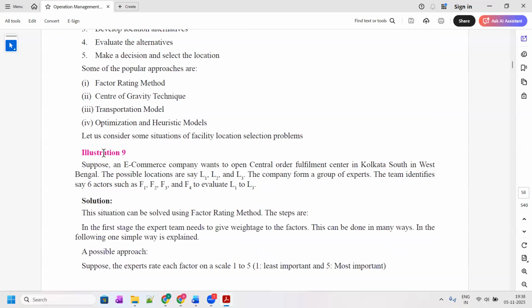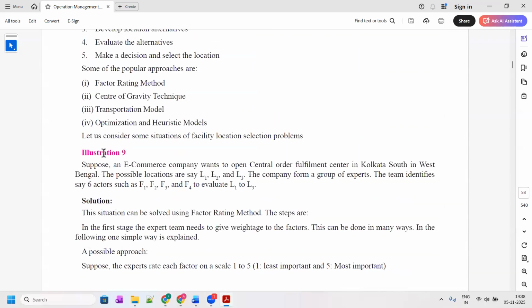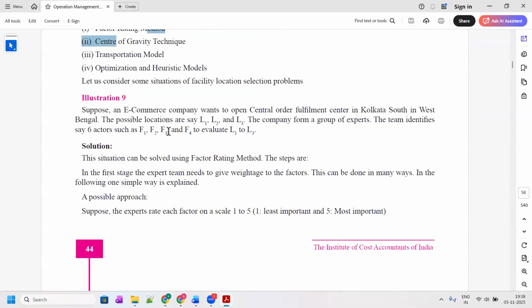Let's take one example to understand the factor rating method. Suppose there is an e-commerce company. They want to open a central order fulfillment center in South Kolkata, West Bengal. The possible locations are, say, L1, L2, L3. So the company wants to start its operation in Kolkata, and they have three locations, L1, L2, L3, and anywhere they can start their plant.